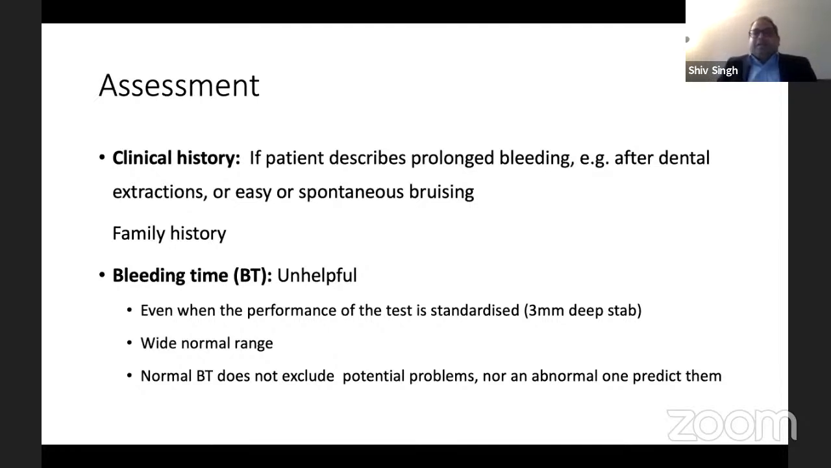Bleeding time was done in the olden times, where you made a standardized stab of 3 millimeters, and then you kept looking at when the bleeding stops on a paper. So that is not useful now, because a normal bleeding time does not exclude potential problems, and an abnormal one does not predict them either. So bleeding time is not much of use now. Nobody does them.